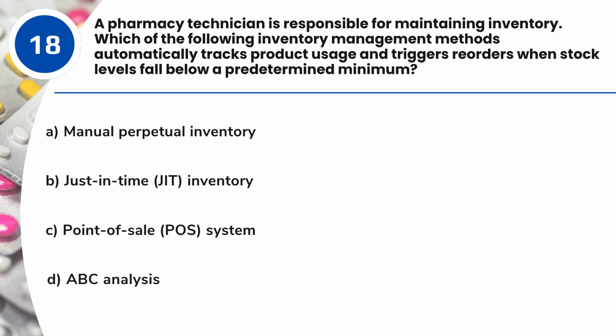Question 18. A pharmacy technician is responsible for maintaining inventory. Which of the following inventory management methods automatically tracks product usage and triggers reorders when stock levels fall below a predetermined minimum? A. Manual perpetual inventory. B. Just-in-time (JIT) inventory. C. Point of sale (POS) system. D. ABC analysis.